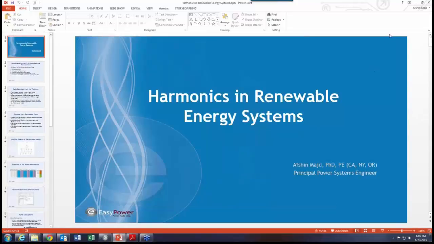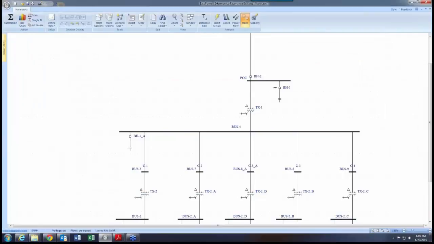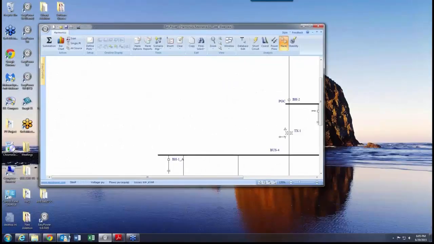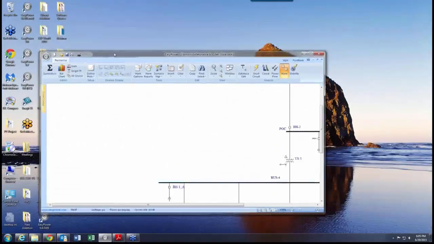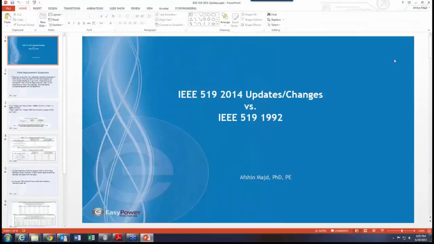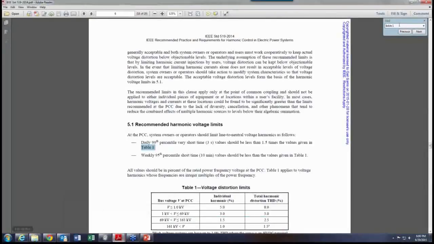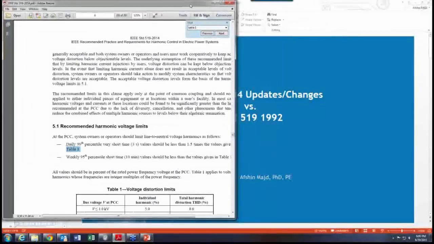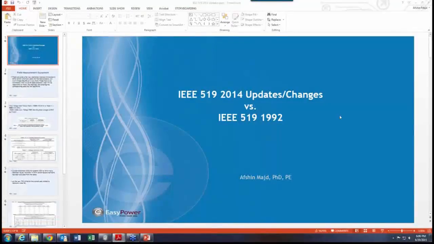So what I'm going to do here is close this one and go to my folders and grab the 519 presentation. So that's here. Now let's quickly go over these presentations. I have 519, 9092, and 2014 both open here so that we can look at the examples together. So, IEEE 519 2014 updates: changes versus 519 1992.